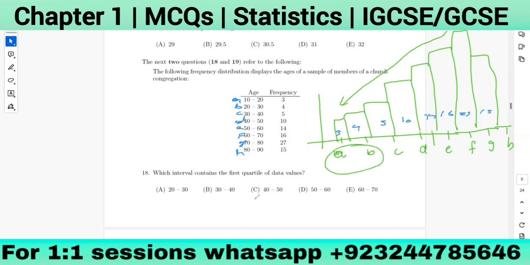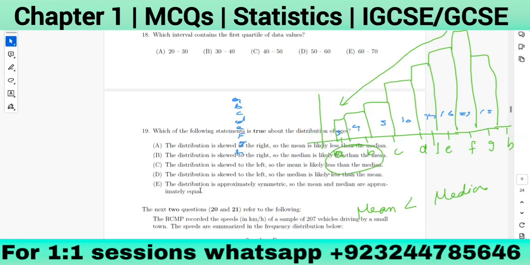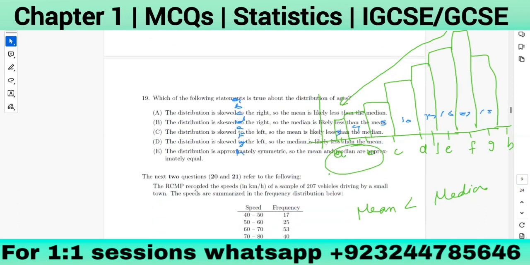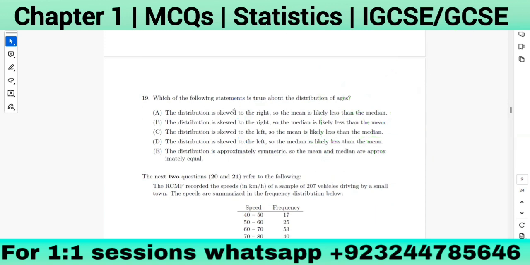The mean is somewhere over here. So, what was the question? The distribution is skewed to the left, so the mean is likely less than the median. In this case, the mean is less than the median because the median is here, but the mean is here. Okay, so let's find our appropriate answer. Skewed to the right, wrong. Left, yes, and the mean is likely less than the median, yes. The distribution is skewed to the left and the mean is likely less than the median is our correct answer, which is option C.